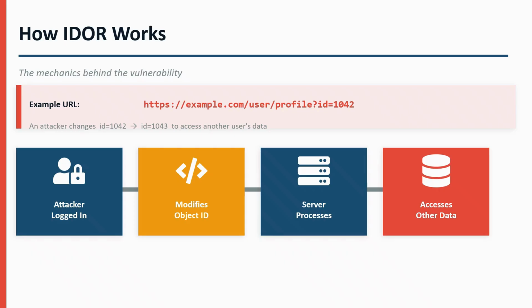Now here's the problem. An attacker who's also logged in simply changes that value from ID 1042 to ID 1043. If the server doesn't verify whether the attacker actually owns the account with the ID 1043, it will just return that user's profile data. So the flow looks like this. The attacker logs in, modifies the object ID in the request, and then the server processes it without even checking the ownership. And the attacker gains access to another user's data. Just like that. No complex exploitation needed, just changing 1042 to 1043.